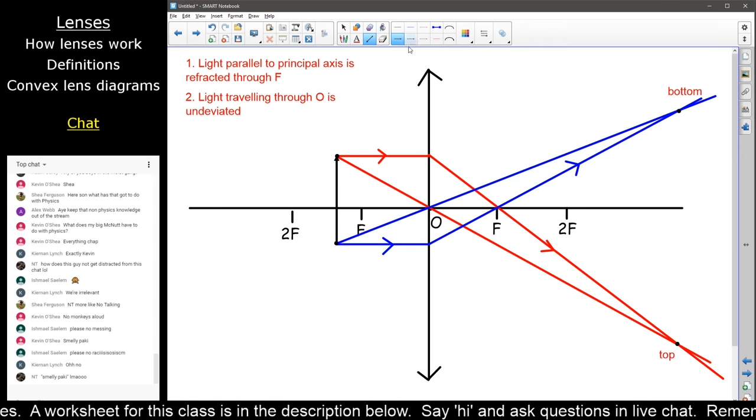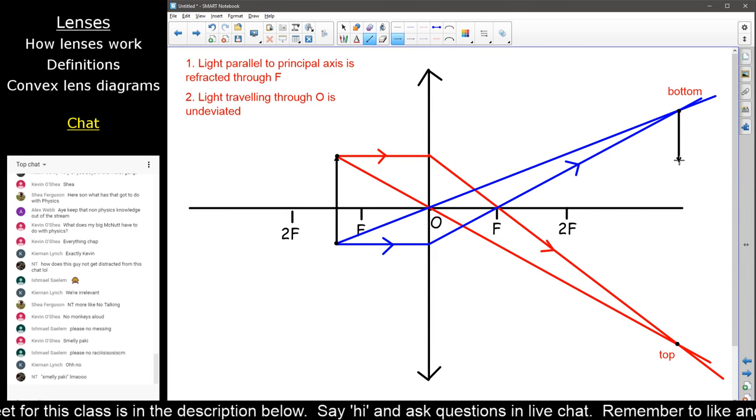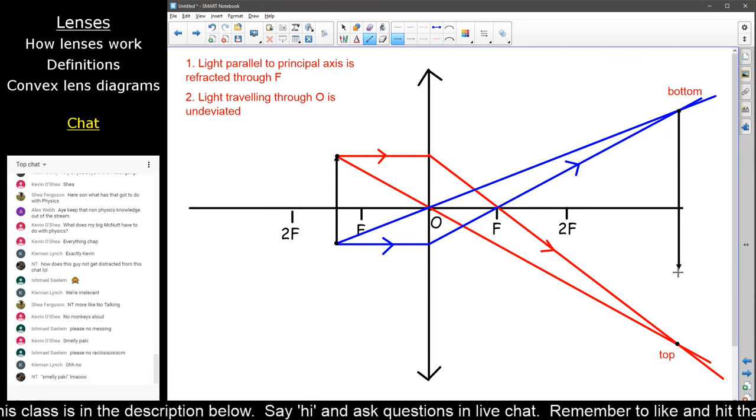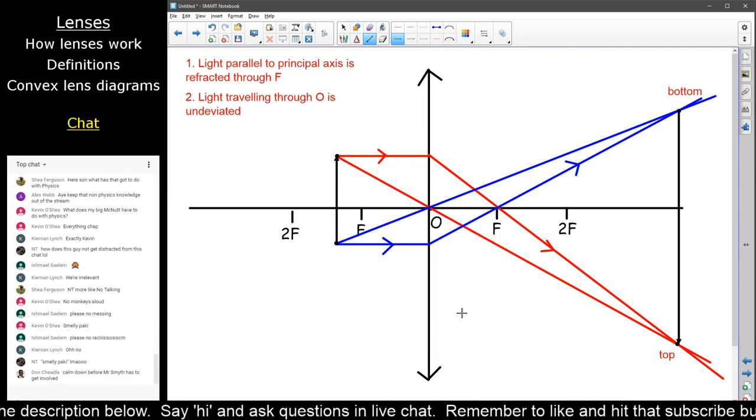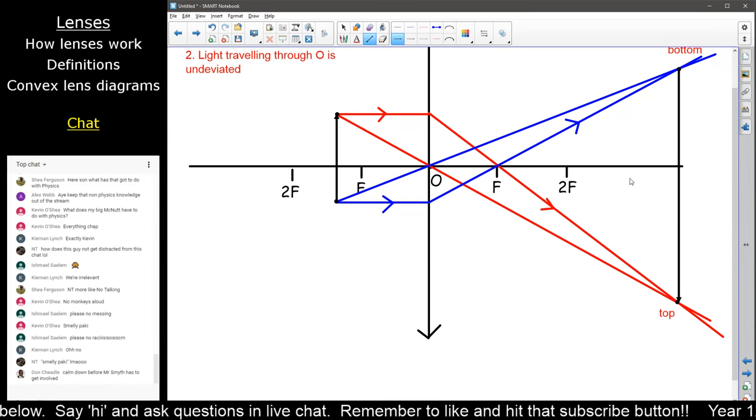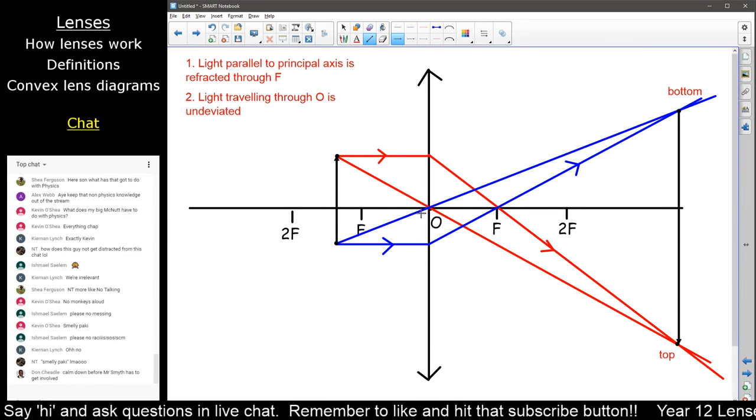All right, so I've got the top and bottom of my image. So what I end up with is I could do the same for every single point along this whole thing, and I would end up making an image that looked like that. Okay, I would get a much bigger arrow on the other side here. Okay, and that's only because of where I put it.